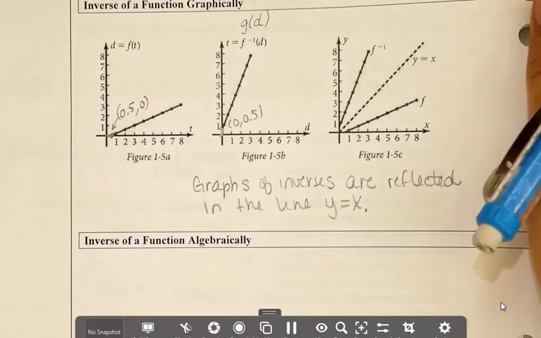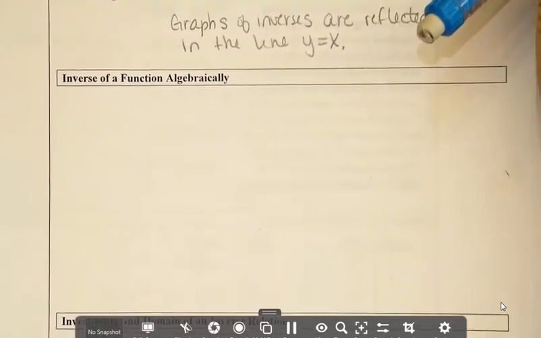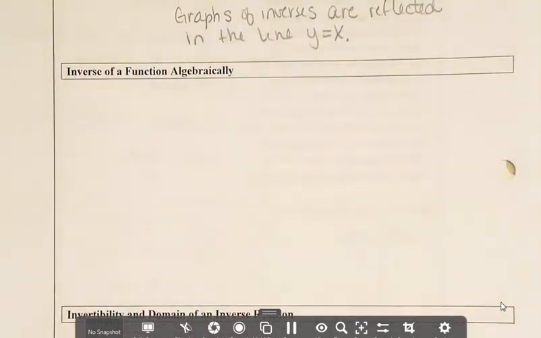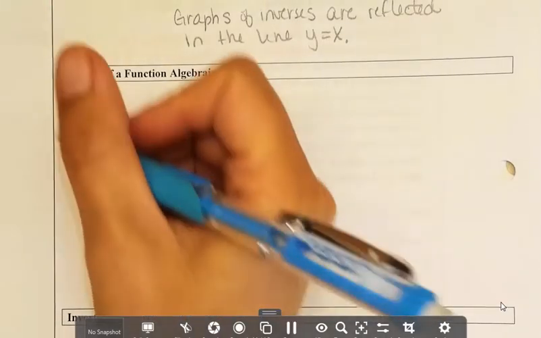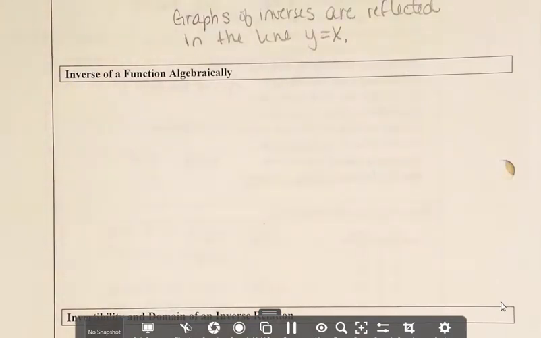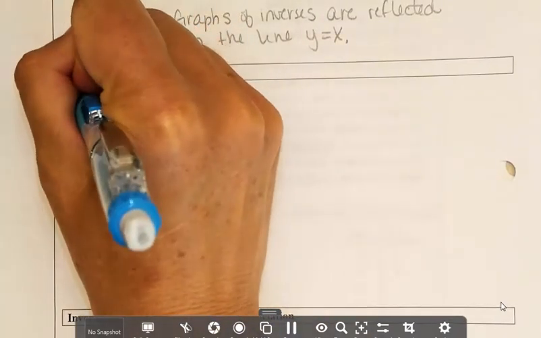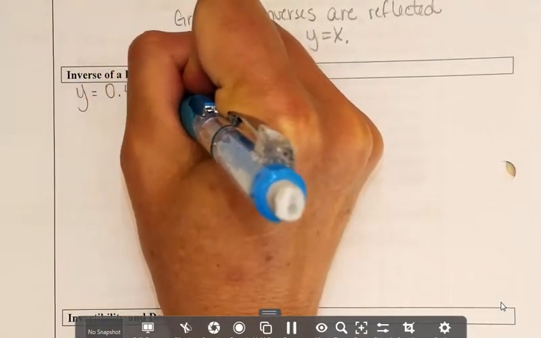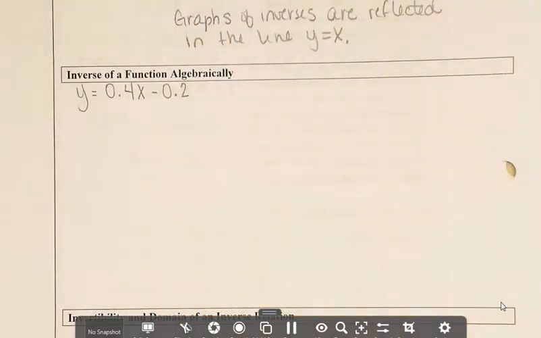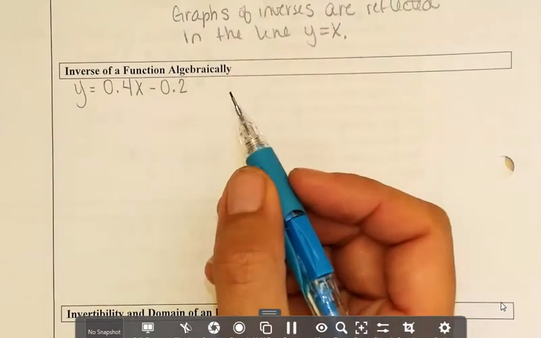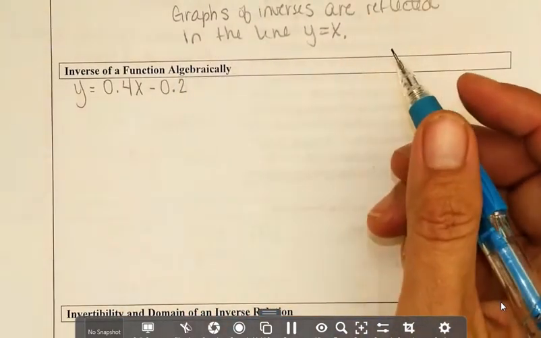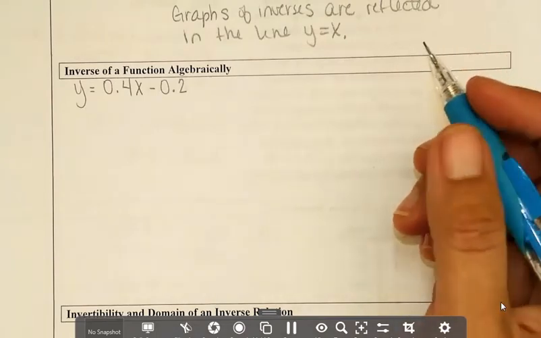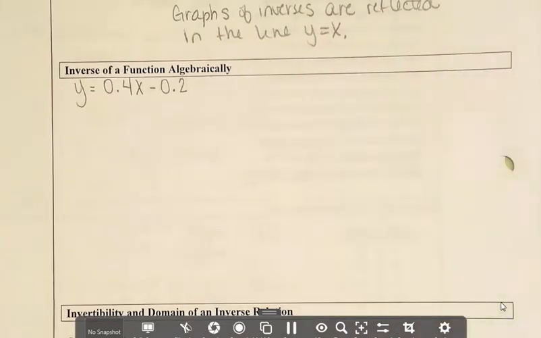So now let's talk about the inverse of a function algebraically. We're going to do a couple of things here that you're pretty familiar with, I think. First of all, I'm going to deal with the distance function that we have, and I'm going to write that as y equals 0.4x minus 0.2. So I've created it as a function of x. Now, in order to find its inverse algebraically, hopefully you're thinking to yourself, we switch the inputs and the outputs, and then we solve.